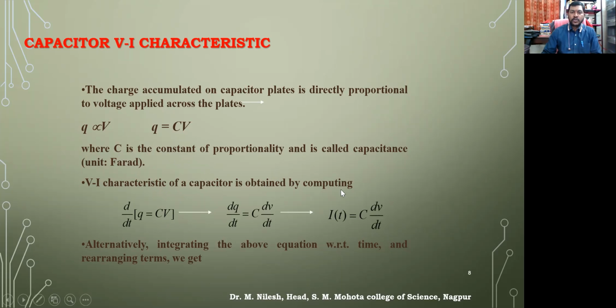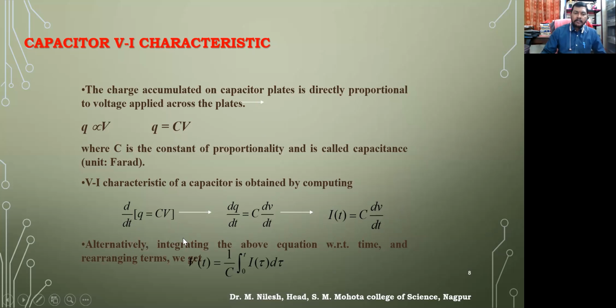So we can have different sorts of equations in different forms. That can be given like dq by dt, d/dt of q equals C into v. So we'll have dq by dt equals C dv by dt, and by that we can find the current. dq by dt is nothing but the rate of flow of charges, that is current. So i equals C dv by dt.